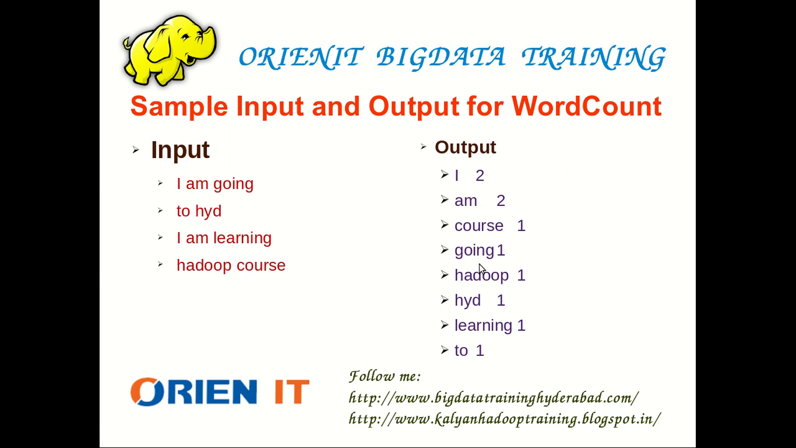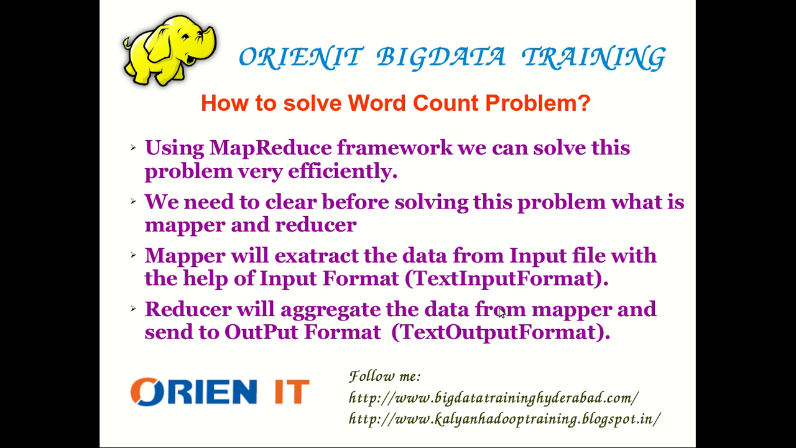This is how it is possible to solve it. We need to understand the problem: given a text file like this, what are the unique words, and for the corresponding word, how many times it occurred. We need to place the count. That is the word count problem. I hope you understand the problem. So now let's go to the next slide.